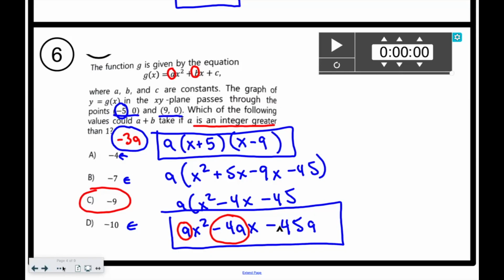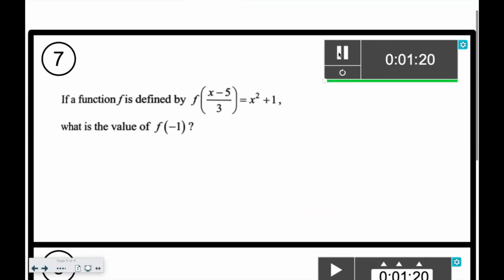I can't really think of a good way to use Desmos here to help us do a shortcut, because a doesn't have to be 3. A could be an infinite number of values. It's just that a being 3 will give us the only answer out of these four that makes sense. So I don't see how we could use it there. There are ways for them to ask problems that force us to know these concepts. So we should know standard form, and this is called intercept form of a quadratic. All right, number 7. Move on to functions.